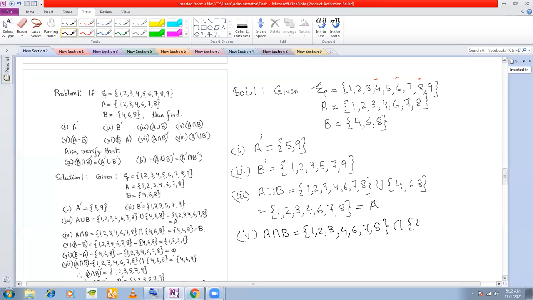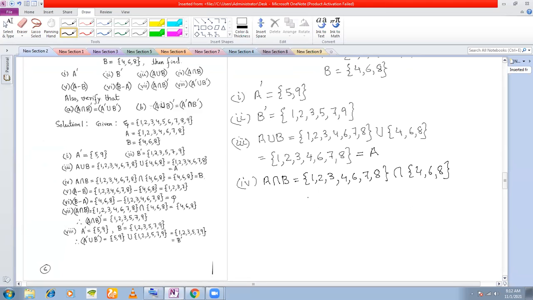Intersection with 4, 6, and 8. So if you see intersection, it means all the common elements between A and B. That is all the elements that are there in A and B. So if you see 4, 6, and 8 are the three elements that are common to A and B. And if you see very interestingly, it is equal to the set B. Okay.